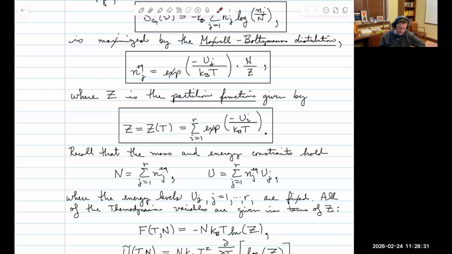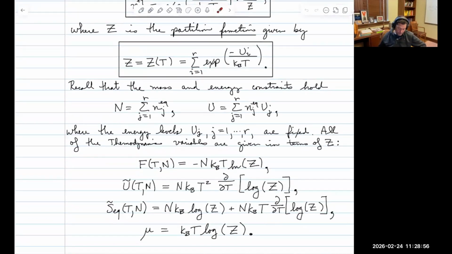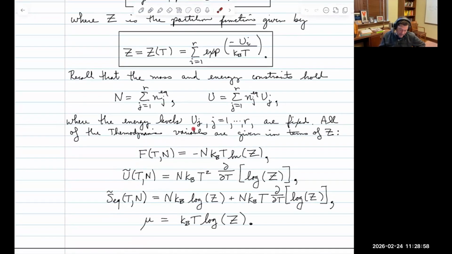Simplest way to do this is to just think about it as a function of t. And again, it's a normalization factor just so that we get the conservation of mass. The conservation of energy is this equation here, and that's what we use to find out what beta is. So we use this to calculate that beta was equal to 1 over the temperature. Now the energy levels U_j, j equals 1 to r, are fixed. They're set in stone. They're fixed energy levels.